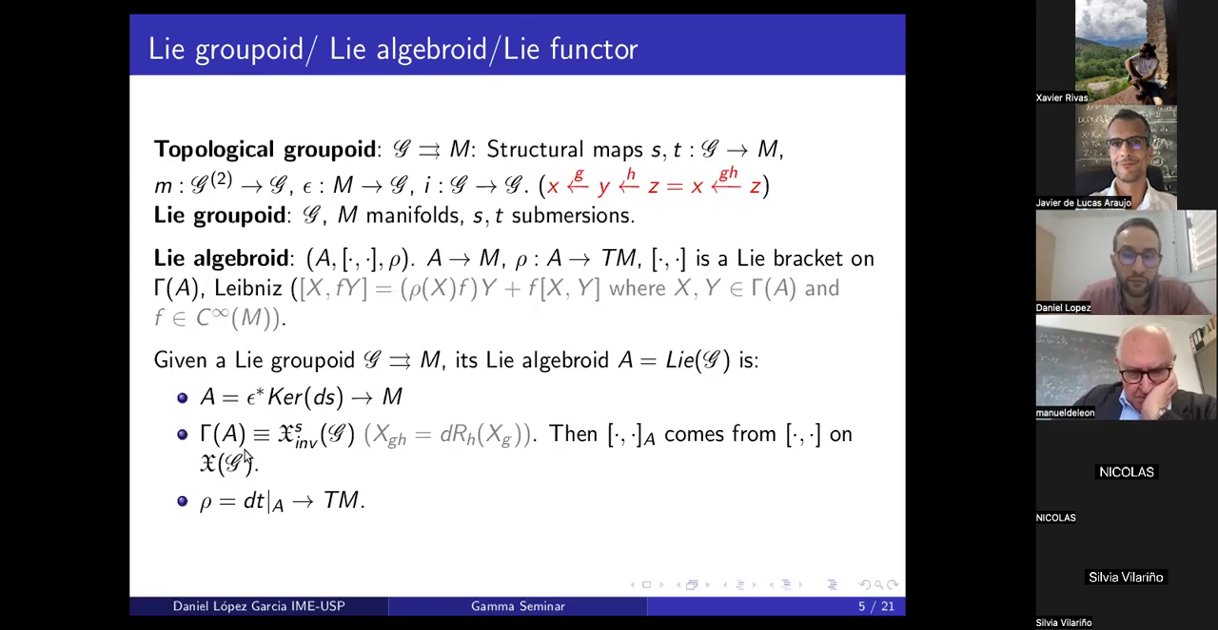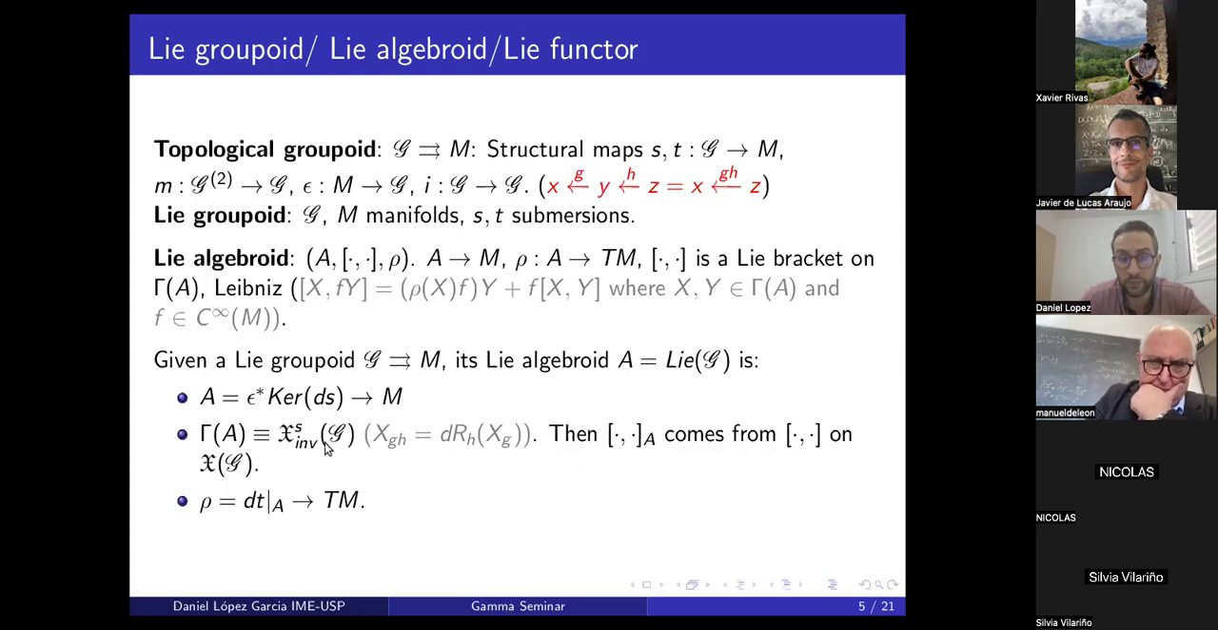And how can you define the sections? This is by doing an identification, similar to the case of Lie algebras. You can identify the sections of A with the vector fields on G that are tangent to the source fibers, the fibers given by S, and that are also invariant under multiplication to the right, which is this equation here. Here I have the multiplication of the groupoid, and here I take the right multiplication, the derivative of this map.